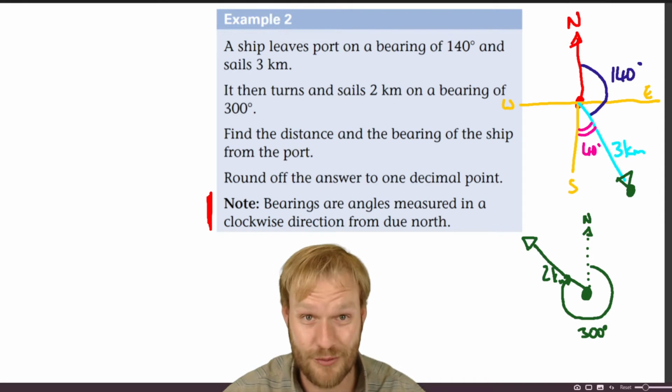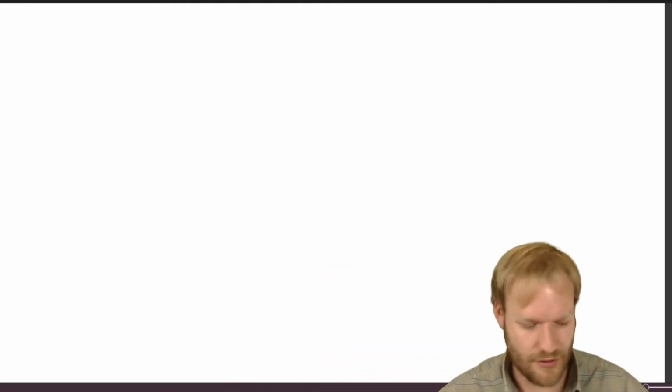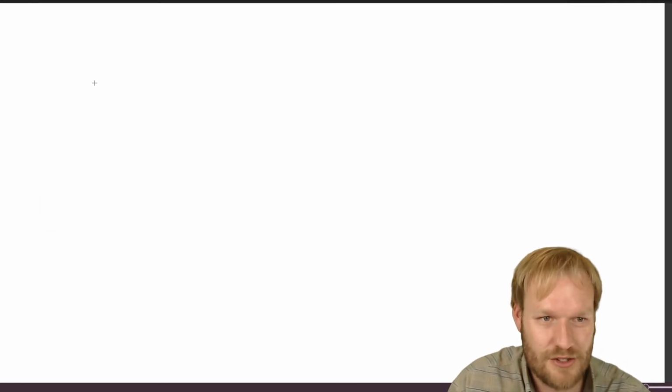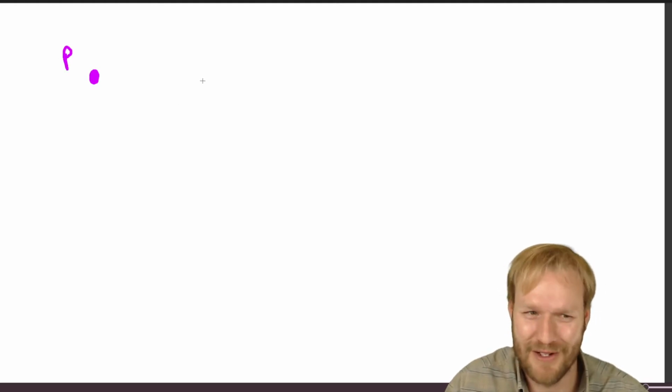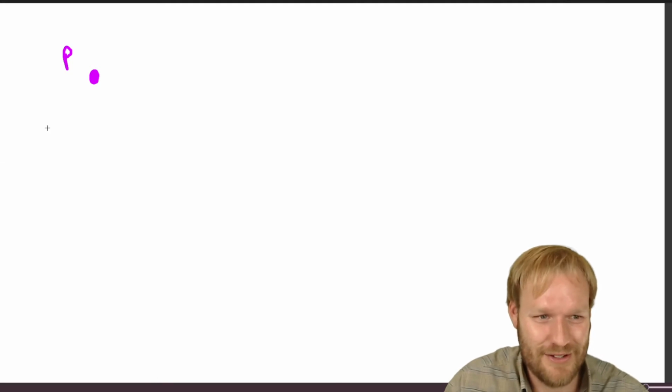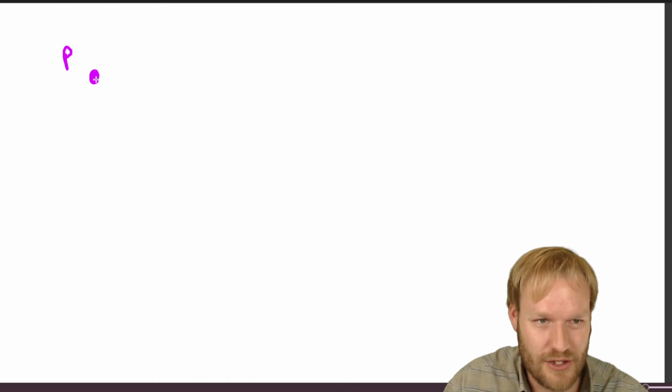Okay, so you got something down. I'm going to scroll down and give myself a nice bit of space here to draw this in, and let me just move out of the way. Okay, so my diagram looks something like this. We start off at port, and I'm going to call port point P for port. And this ship to start with is going to go off in this direction, and I'm going to go along for 3 kilometers.